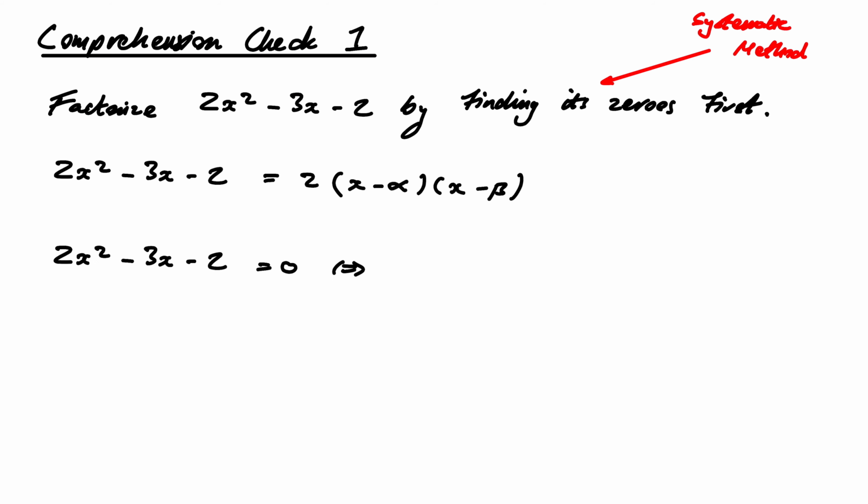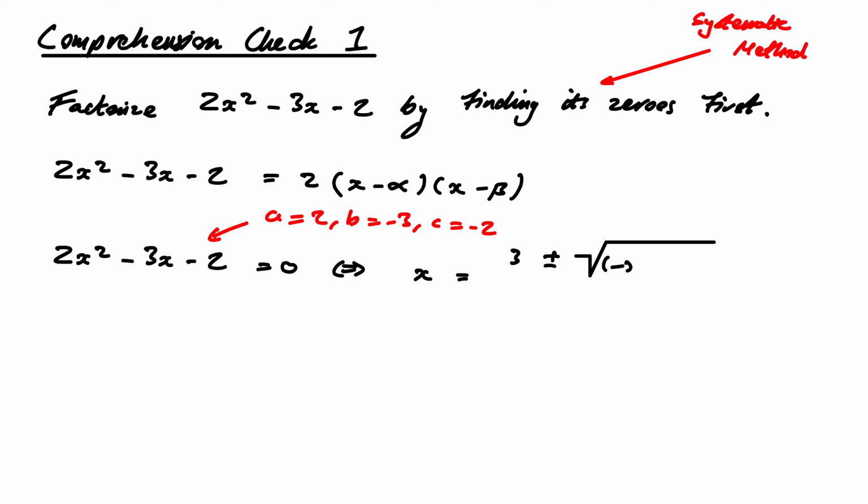if and only if, so we're going to use the sledgehammer approach, if and only if x is equal to minus b, so that's going to be 3, plus minus the square root of b squared minus 4ac. So here a is equal to 2, b is equal to minus 3, c is equal to minus 2.